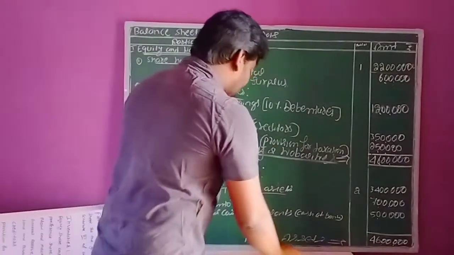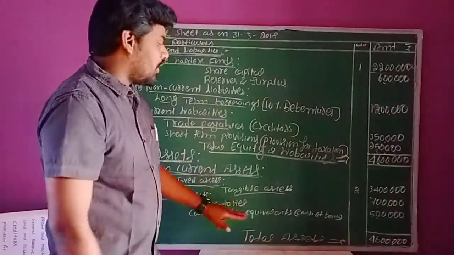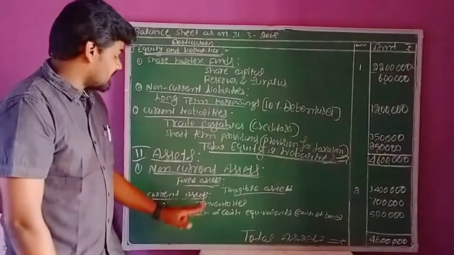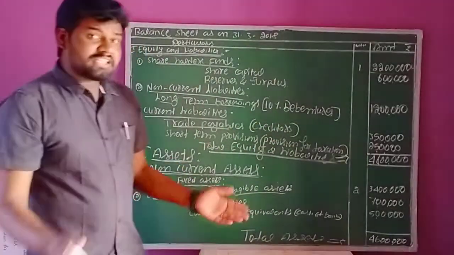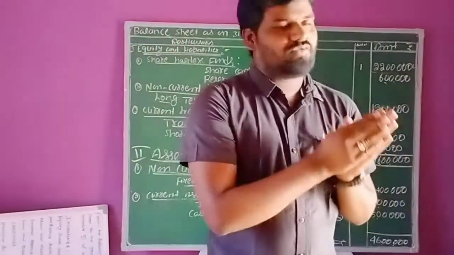Under the current assets they gave inventory. The first transaction they gave is inventory. The value of inventories is 7 lakhs rupees. Directly we can record. Inventory means nothing but stock. The next one they gave is cash at bank. Cash at bank means nothing but cash and cash equivalents.